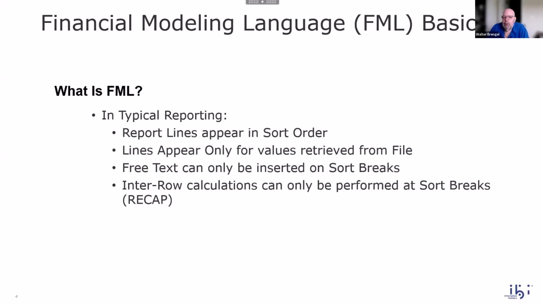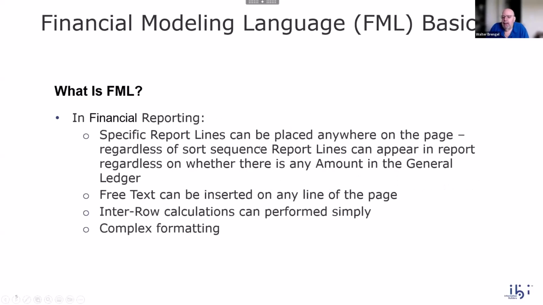It also lets you put things in buckets. So if you have an account number that has, let's say, 16 digits, and the first 10 might represent a particular customer, then you can do a report showing everything starting with those first 10, and that would all be aggregated into the same bucket. So FML lets you do free-form text. You can do inter-row calculations. Again, inter-row calculations are the main power behind FML.